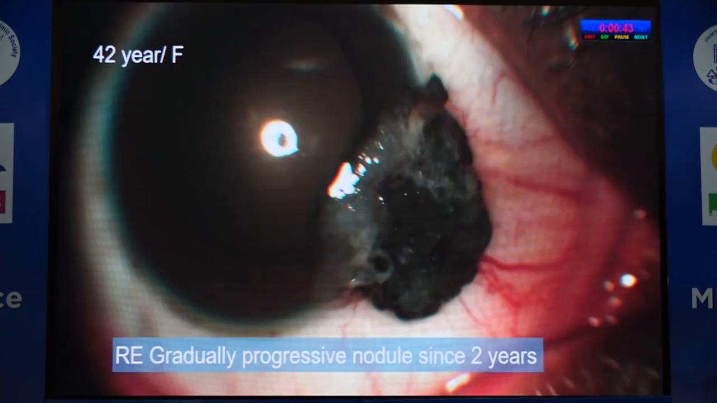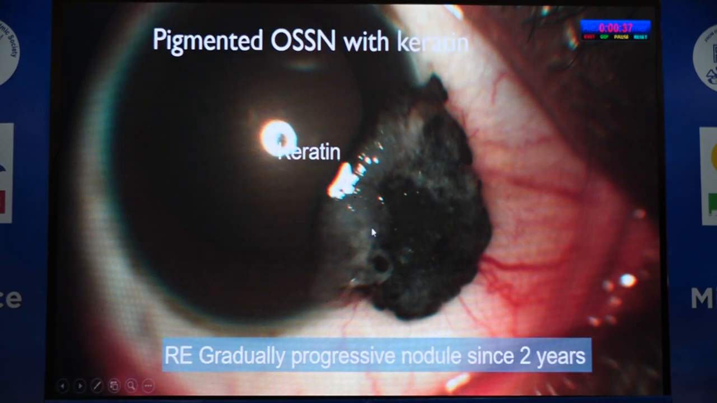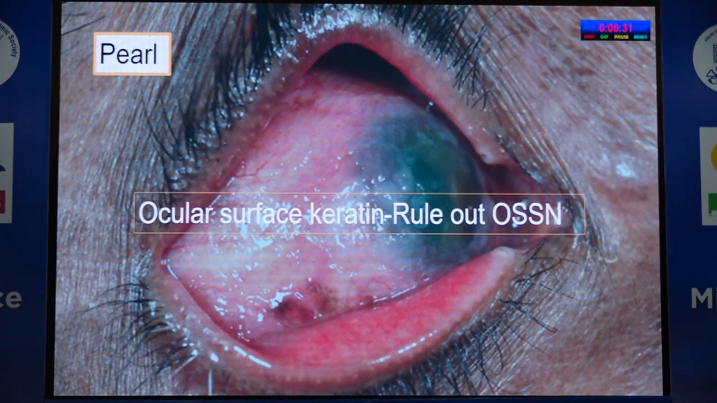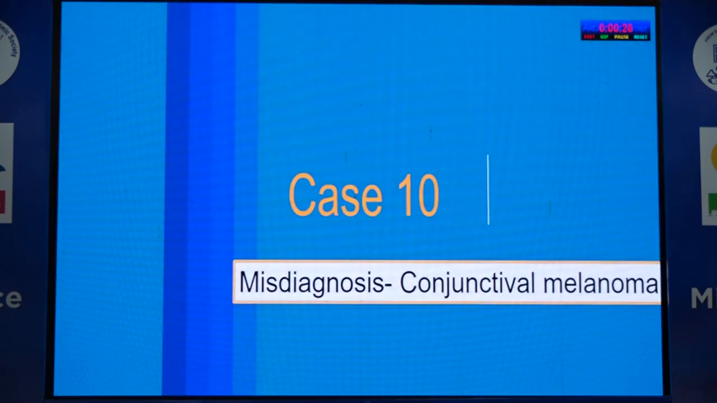Again, referred to us as nevus. What do we see here? Dr. Chintar had showed a similar case. Don't miss this keratin there. So pigmented OSSN is very common in our population. Whenever you see surface keratin, we need to rule out the diagnosis of ocular surface squamous neoplasia.